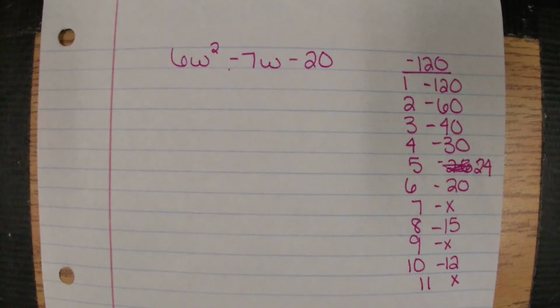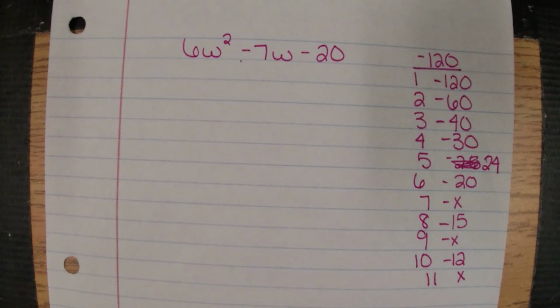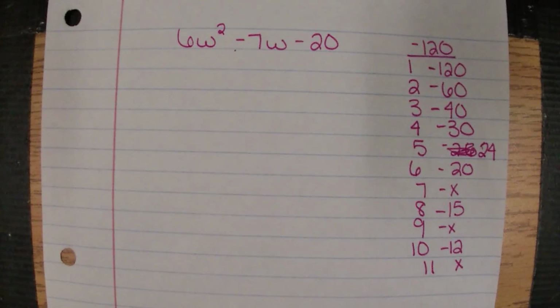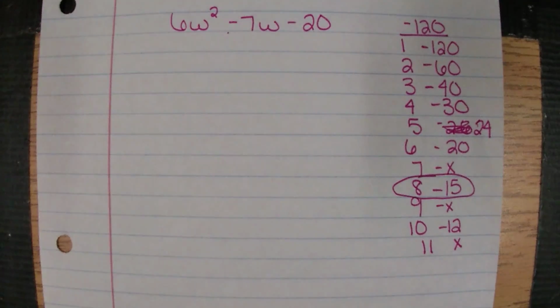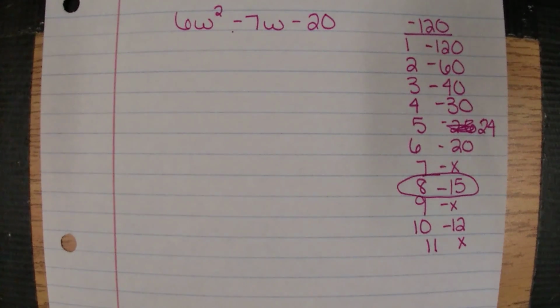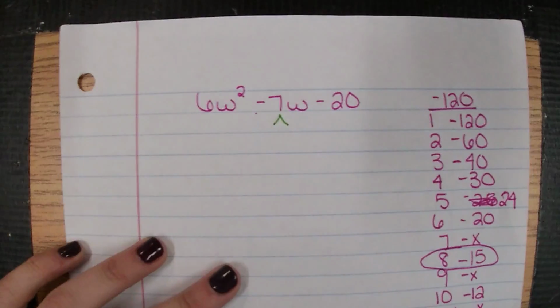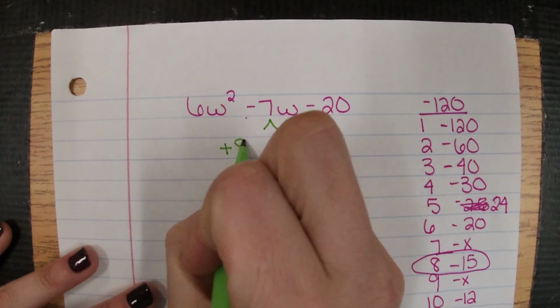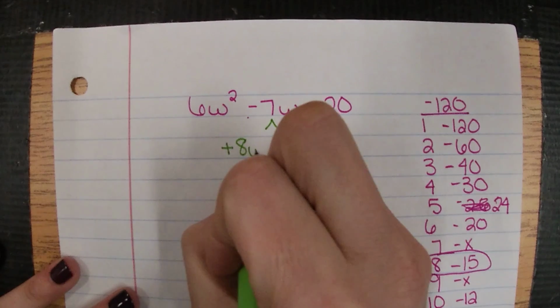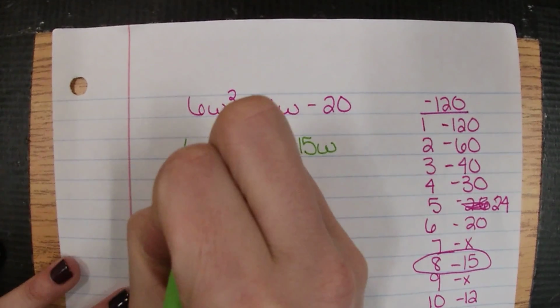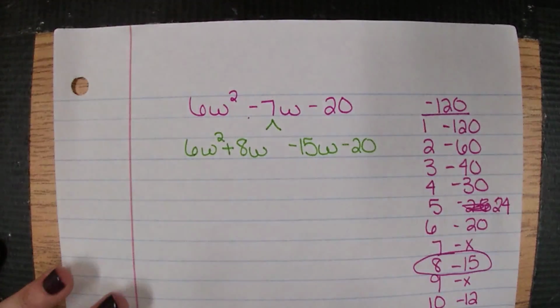Okay, and what do I need them to add up to on this one? We need it to add up to negative 7. So go down this list and decide which pair you want to pick. We should have picked 8 and negative 15. So we're going to take those pieces and split up that B. So we have a positive 8 and a negative 15. Those both get the w. And then the first and last term are just coming straight down.